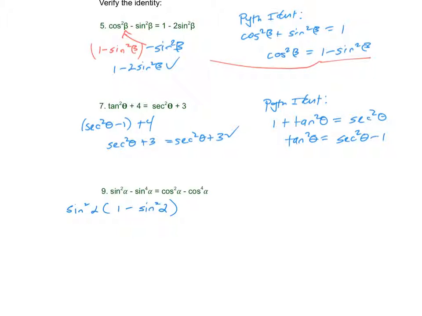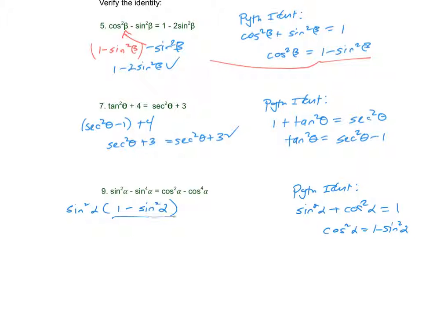And when I see 1 minus sine squared alpha, I'm going to think about the Pythagorean identity again that we used in number 5, which would be sine squared alpha plus cosine squared alpha equals 1. And we're trying to go from sine squared to cosine squared. So 1 minus sine squared alpha, if I isolate this here, I can say cosine squared alpha is equal to 1 minus sine squared alpha.